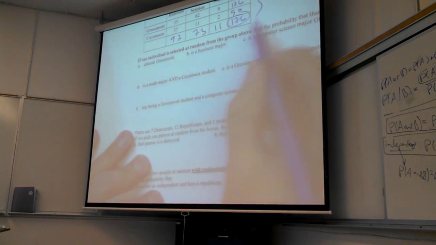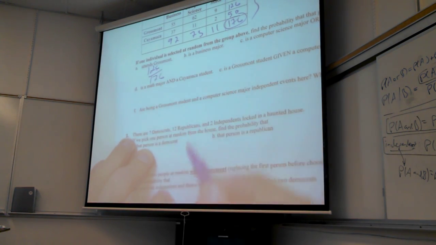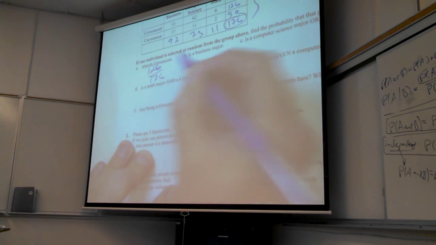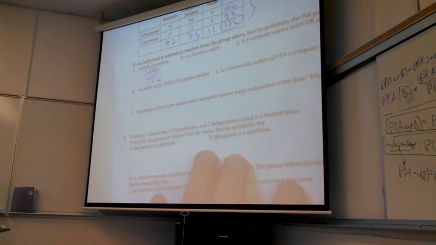Out of everybody, out of 176 people, because I didn't tell you anything about the person, so it could be any of those 176 people, how many chances do I have for it to be a Grossmont student? 126 chances, right? So if I buy 2 lottery tickets, my chances to win should double. It shouldn't still be 1 out of whatever just because I have one winning number. I have 2 chances to get that winning number. Does that make sense? So it's all about what are the chances that you have to match what you're looking for. 126 out of 176.